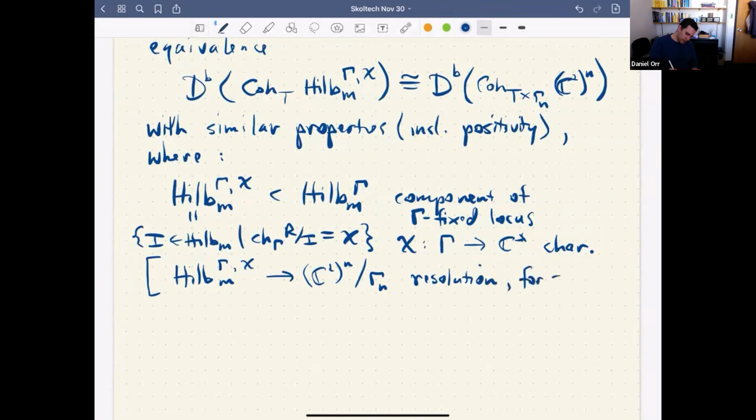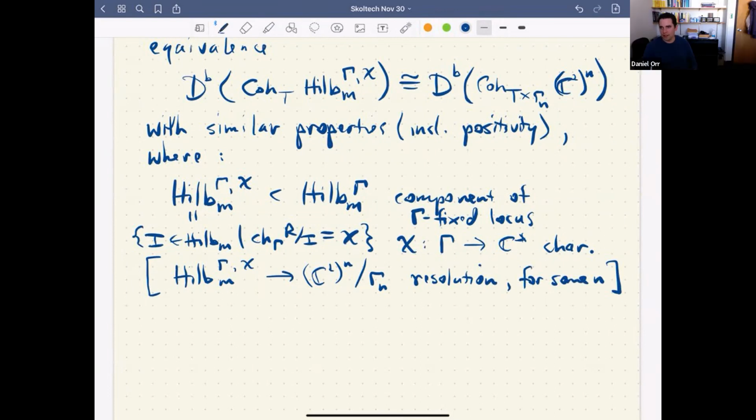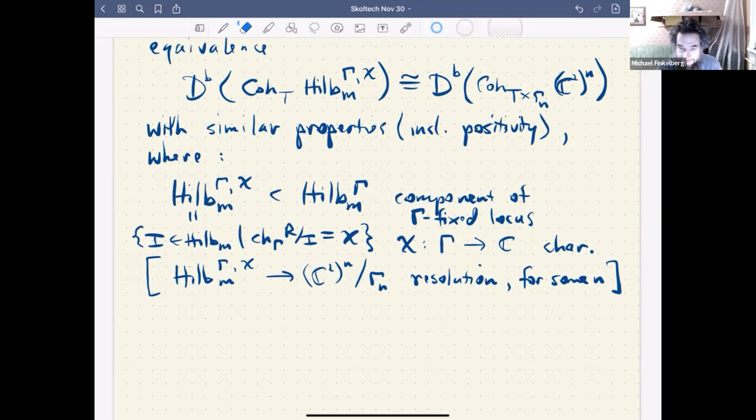I'm sorry for a stupid question. Your chi is a combination of irreducible characters, is it? Yes. So it doesn't go to C star. Oh, I see. It's not a homomorphism to C star. Oh, thank you. Yeah, that's a mistake. So it's a linear combination of irreducible characters. Okay, thanks.